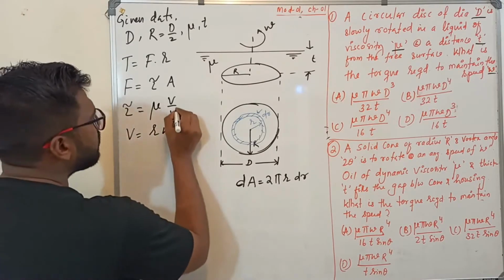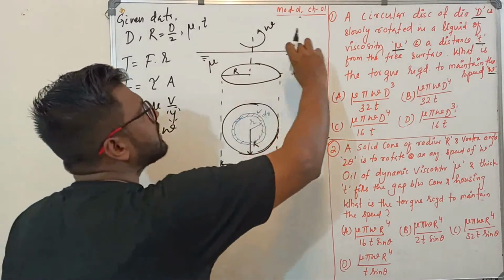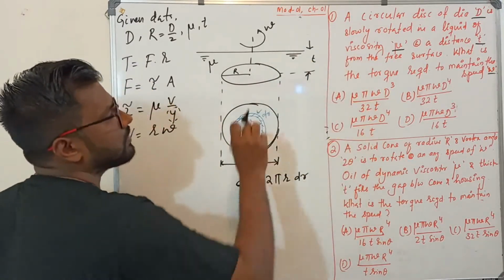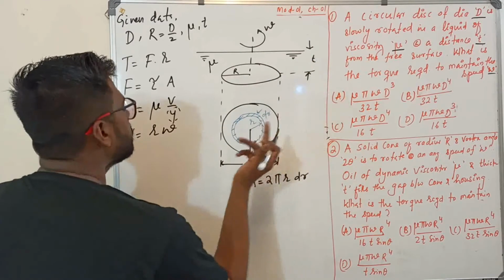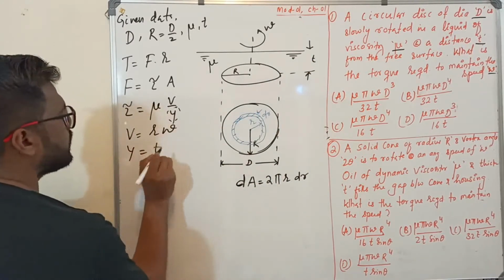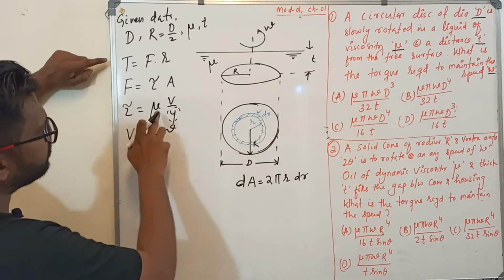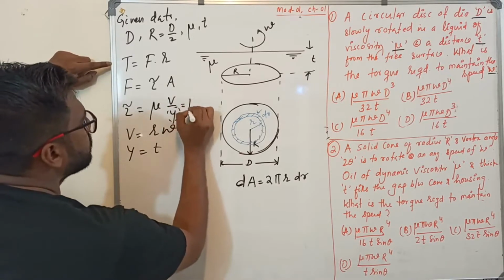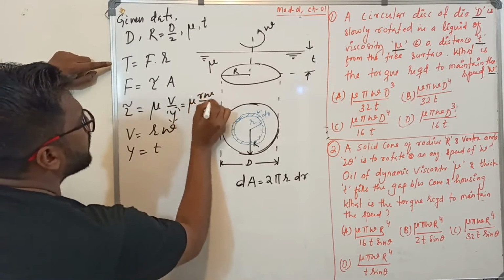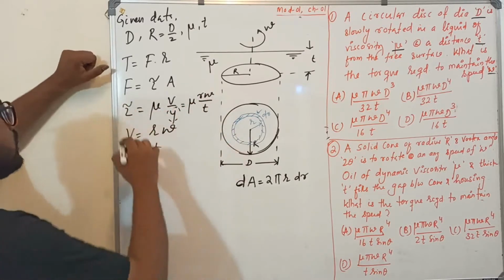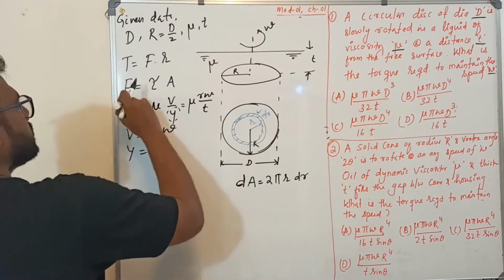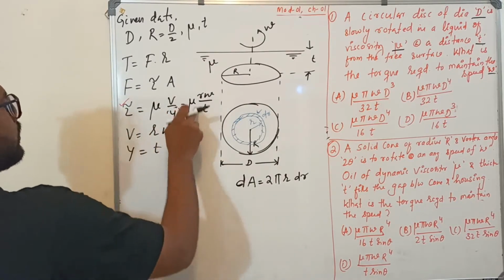Understood? Now, sir, what is y? It is nothing but the thickness of the liquid, the oil where it is rotating. It is given as T. So y is equal to T. So now I know mu, I know v, I know y. So I know tau is equal to mu r omega by t. So the tau part is done.